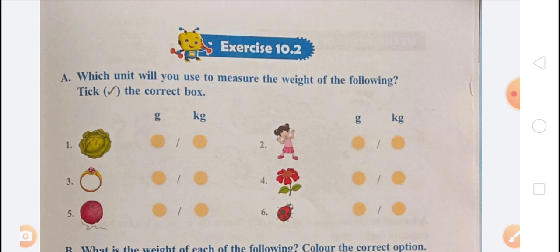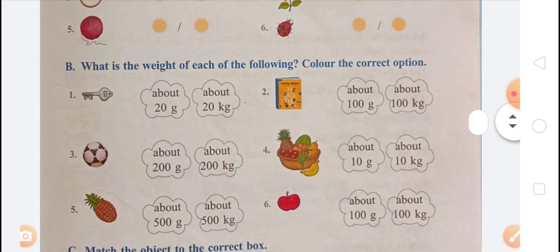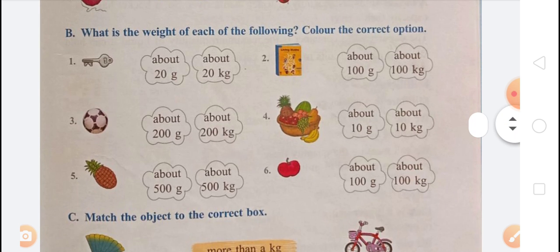The next question is, what is the weight of each of the following? Color the correct option. Listen carefully. In first there is a key. The key's weight is about 20 gram, so we have to color about 20 gram.